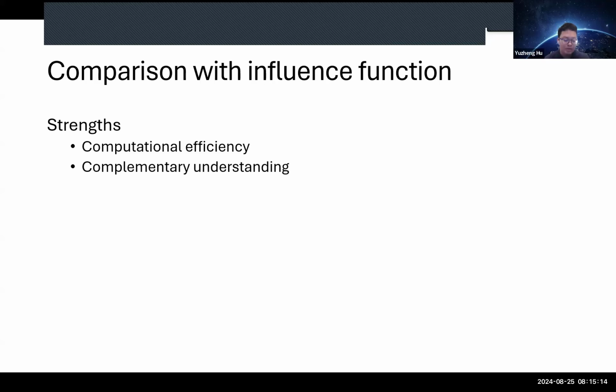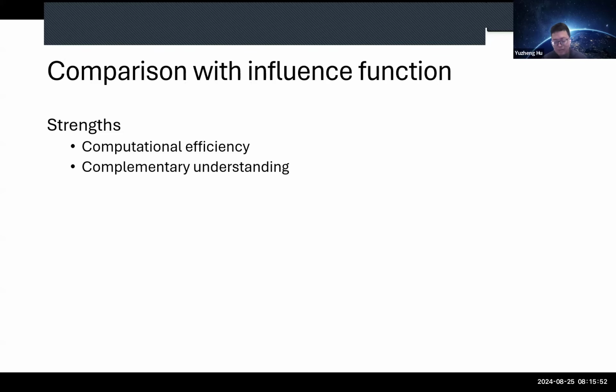In general, if you do some complexity analysis, generally speaking, the computational step of representative point selection can be carried out in O(n) time, where n is the number of training samples. This is very efficient compared to influence function. And also, as we have seen from these case studies, although I wouldn't say that representative point selection is a better approach, and clearly it's not compared to influence function, nevertheless I think it provides complementary understandings.